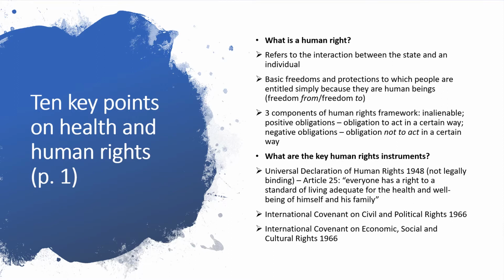It includes the right to a standard of living, and health and well-being are used as markers of what a standard of living is. There is the International Covenant on Civil and Political Rights, which was passed in 1966. And in the same year, you have the International Covenant on Economic, Social, and Cultural Rights. They cover different categories of rights, which we'll get into. They are binding documents on the countries that have approved them.